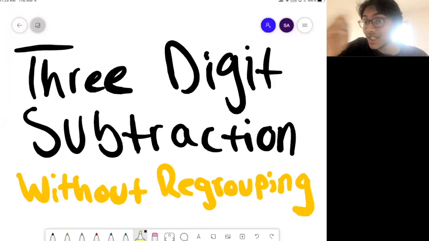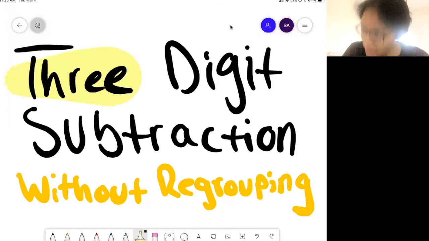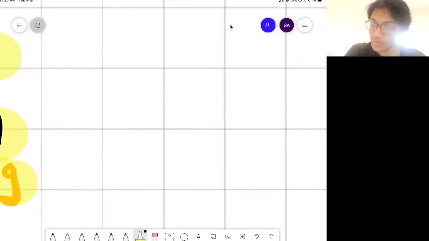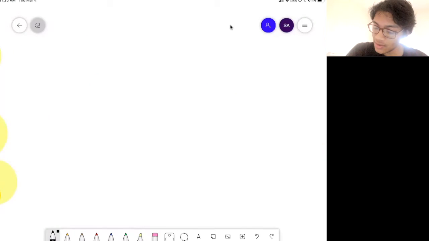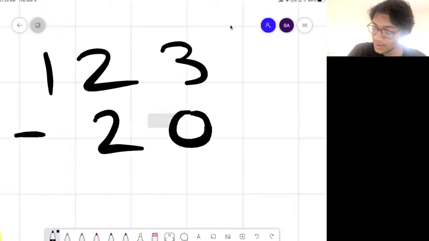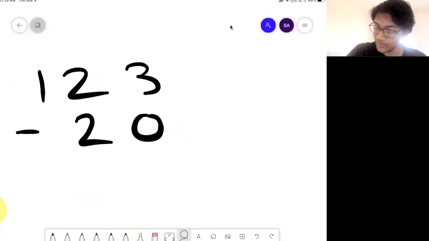All right, folks, so today we're going to be starting three-digit subtraction without regrouping. Let's go ahead and get started with some nice problems. So our first problem today is going to be something simple. Let's say we have 123 minus 20. Okay, so how would I solve this?